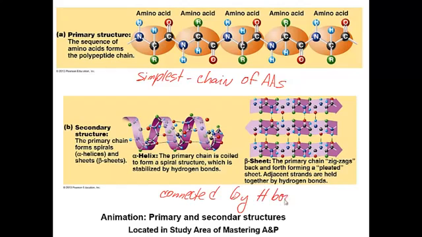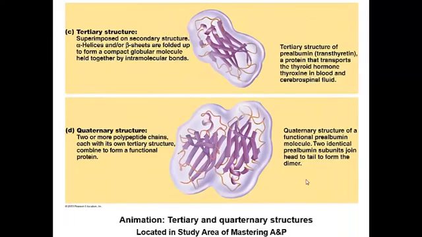And again, as you go through the chapter guide in Mastering A&P, you're going to see links to different animations. And again, I really want you to look at these animations. They're very helpful, and they're for the primary and secondary structures. The next slide is showing the tertiary and quaternary structures.